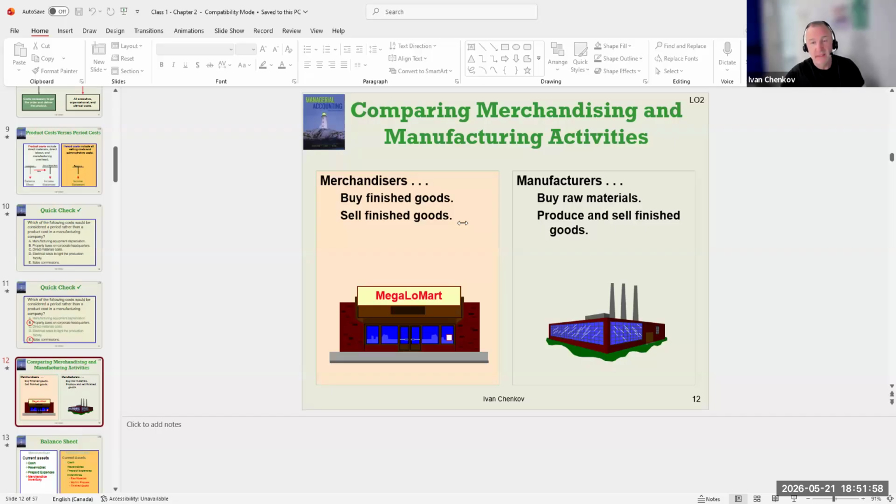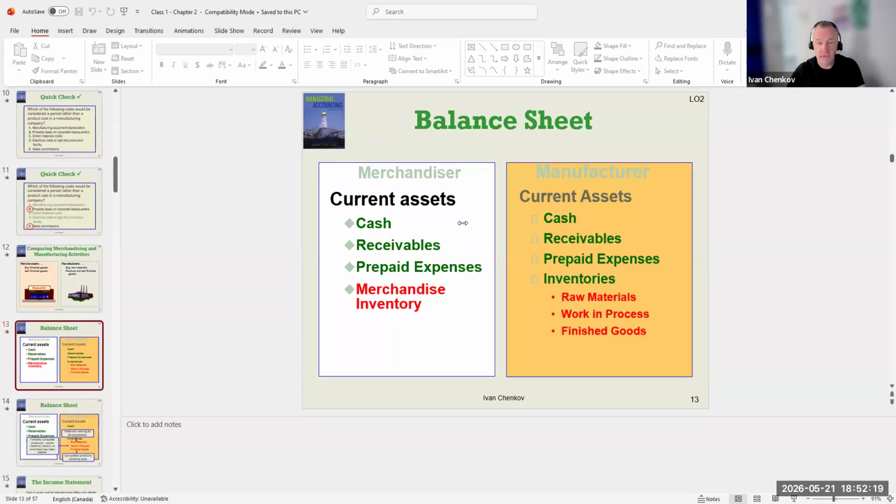Manufacturer, on the other hand, they don't buy the product, they're the one who creates the product. So in order to create the product, they have to incur all the costs: direct material, direct labor, manufacturing overhead. So they have to start from somewhere by buying raw material first, and they have to produce it. The question is, how are we going to get cost of goods sold? First, let's see what kind of accounts we're going to get in this company.